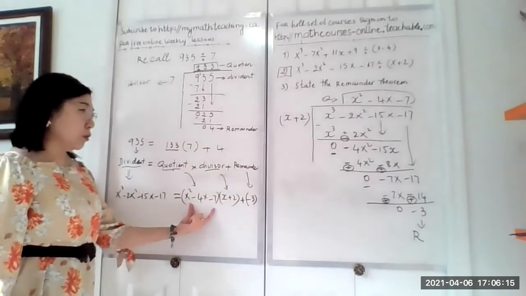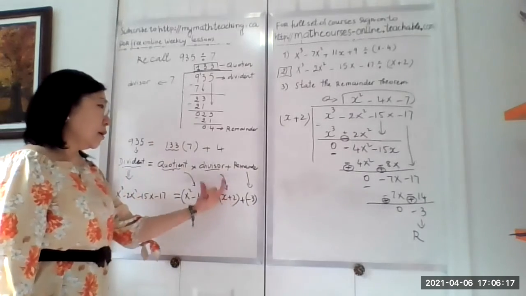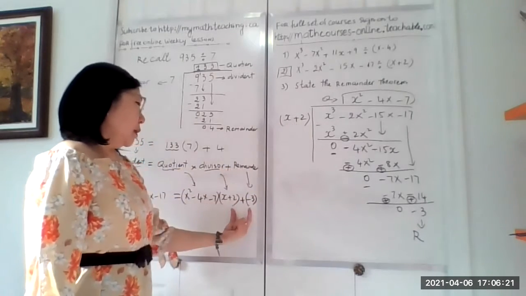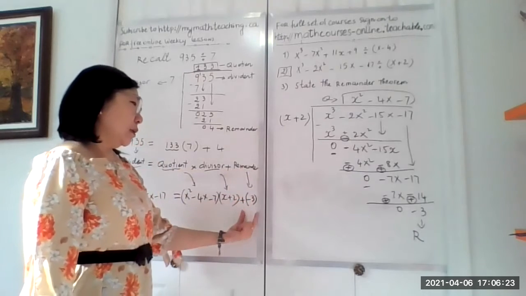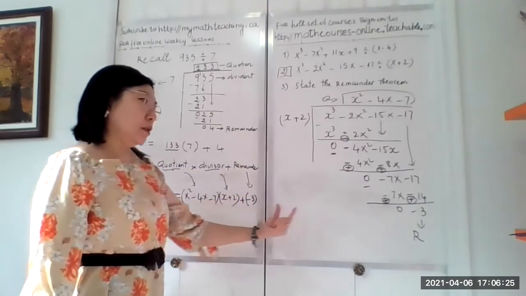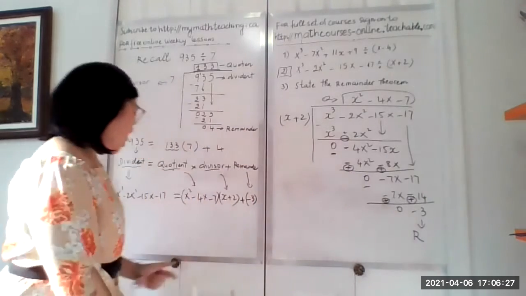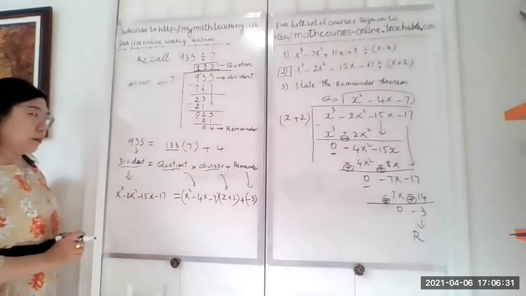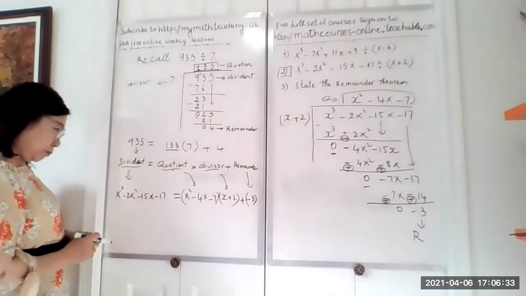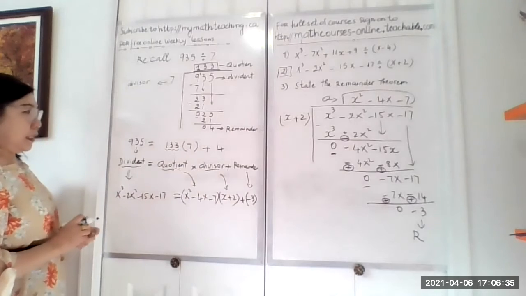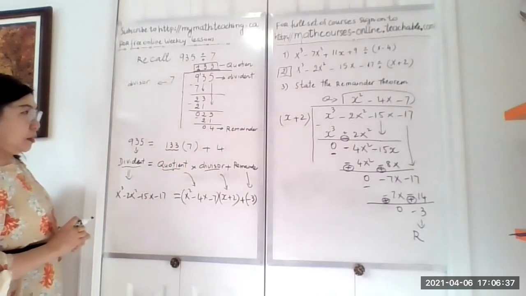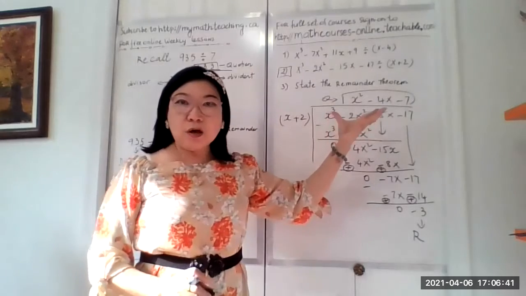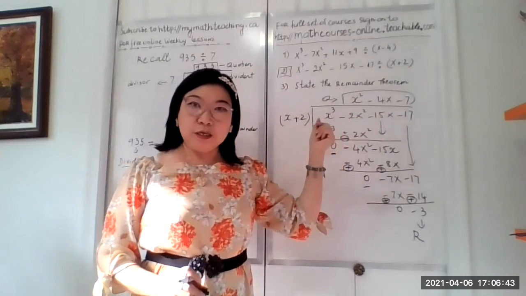Okay, so this is our quotient, times our divisor, which is this one here, adding our remainder, which is minus 3 down here. So I just replace the statement by this algebra expression. Keep in mind that this algebra expression, actually, we call a polynomial function.